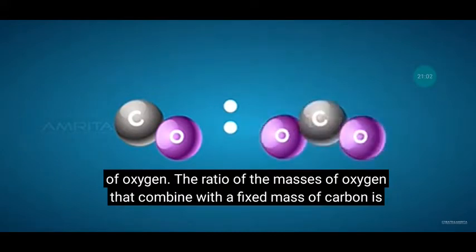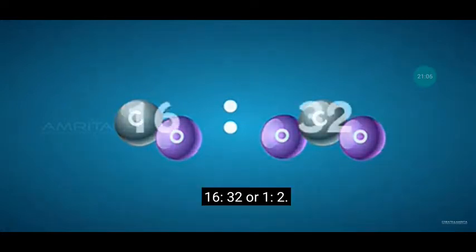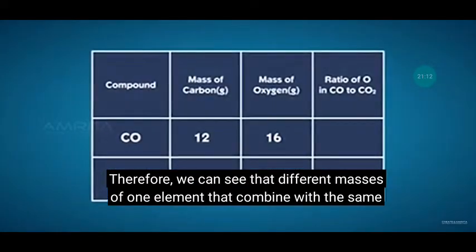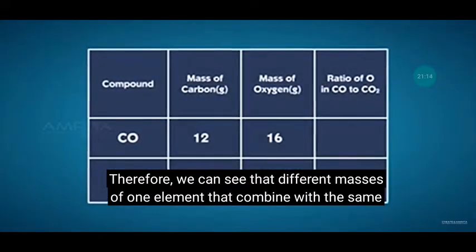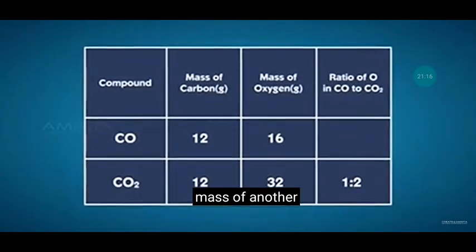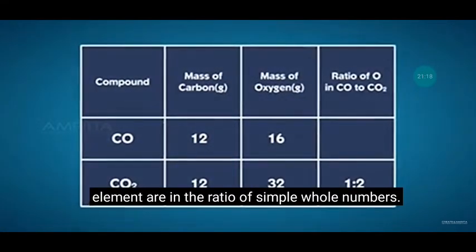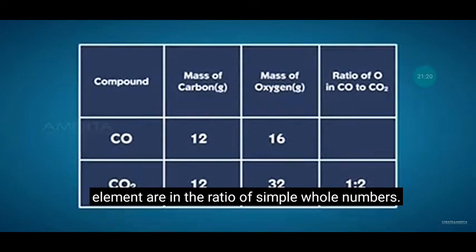The ratio of the masses of oxygen that combine with a fixed mass of carbon is 16:32 or 1:2. Therefore, we can see that different masses of one element that combine with the same mass of another element are in the ratio of simple whole numbers.